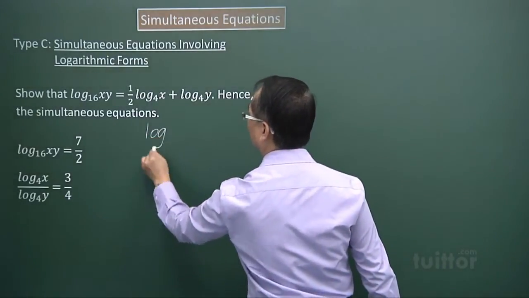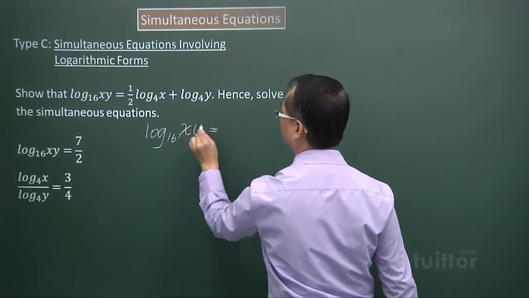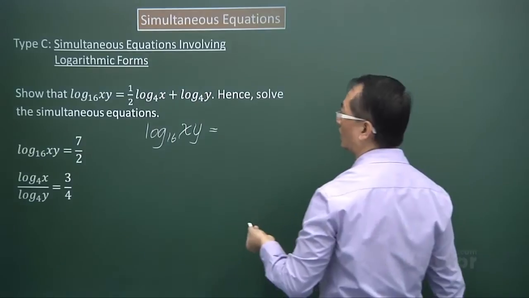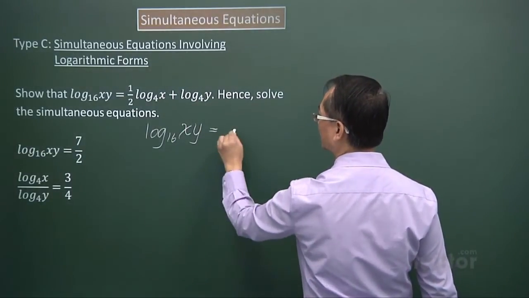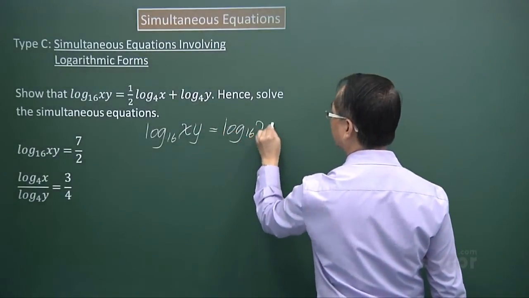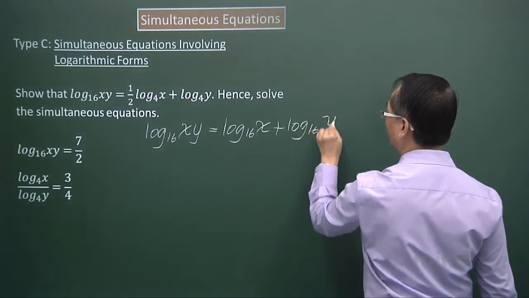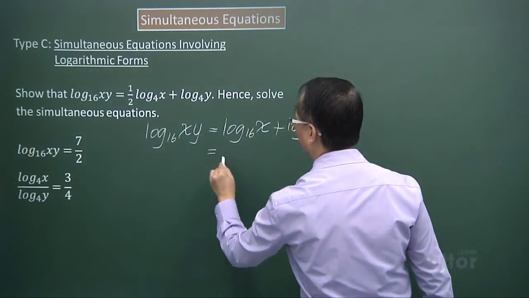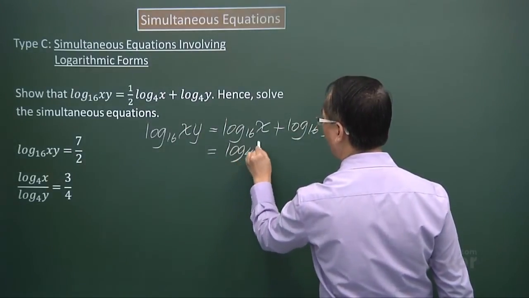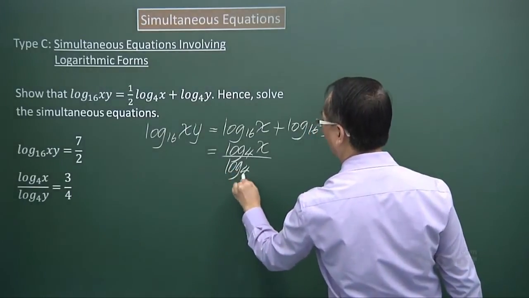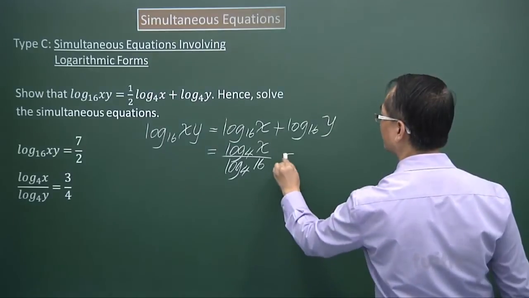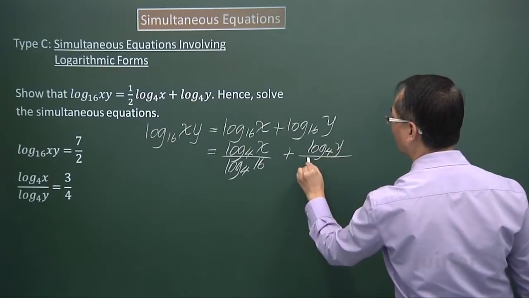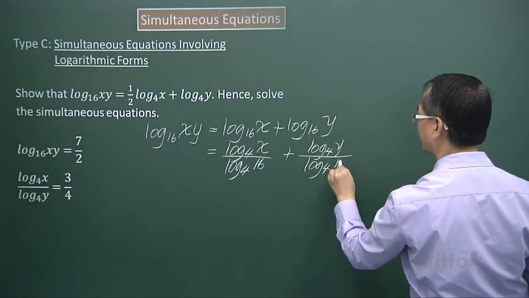So log base 16 of xy. And you can see over on the right side, all the bases are base 4. So what I need to do is to perhaps split it up first. Log base 16 of x plus log base 16 of y. And to change that to log base 4. So if I do that, it will be log base 4 of x over log base 4 of 16, plus log base 4 of y over log base 4 of 16.